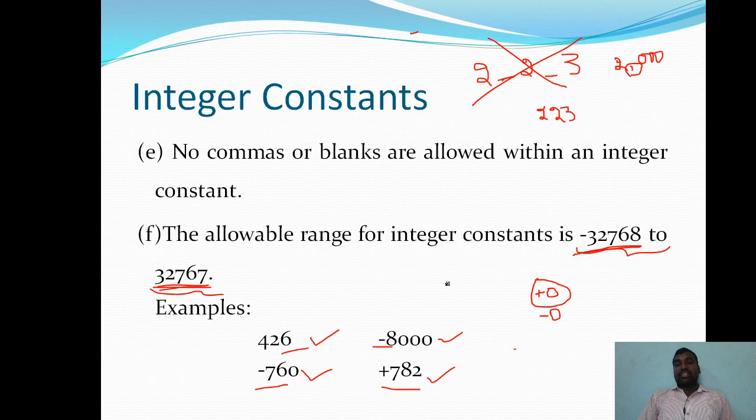Are you getting the point? If you write the numbers from -32768 to 32767, then the number of positive values is equal to the number of negative values, but they are represented with 32767 as the maximum positive value, and 32768 for negative values. Why? Because there is no 0 with a negative sign, okay.